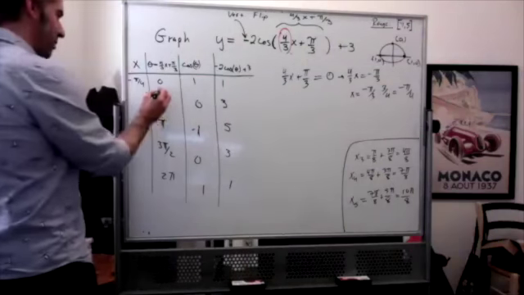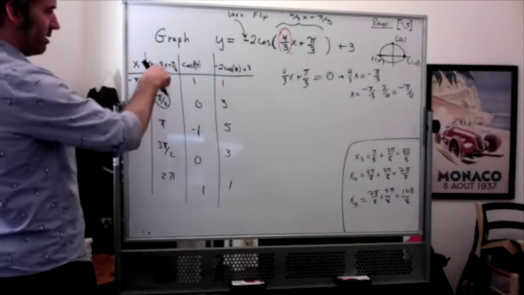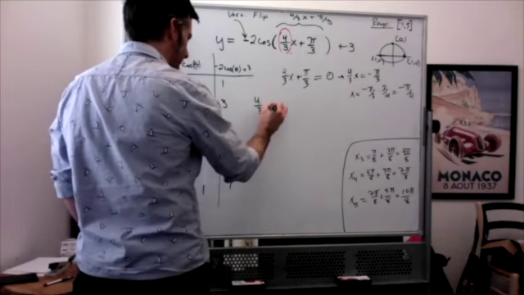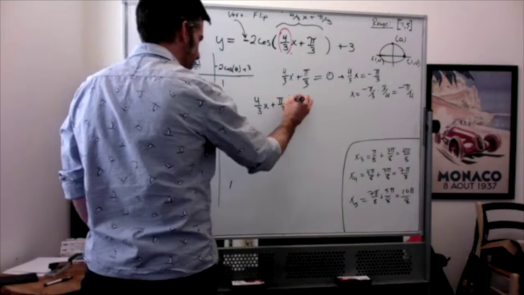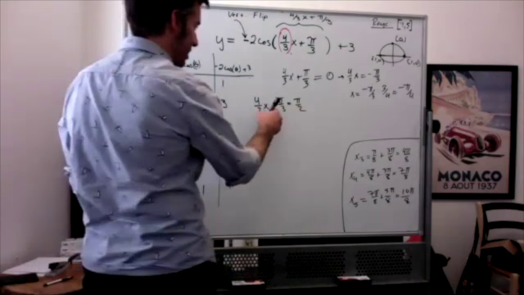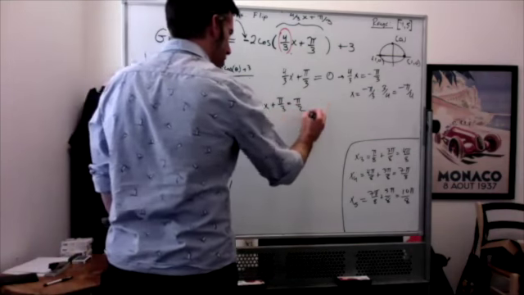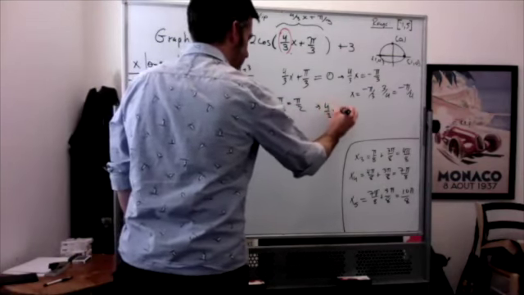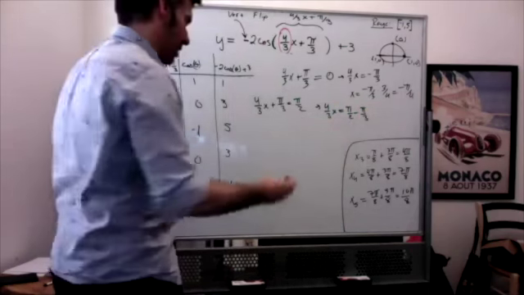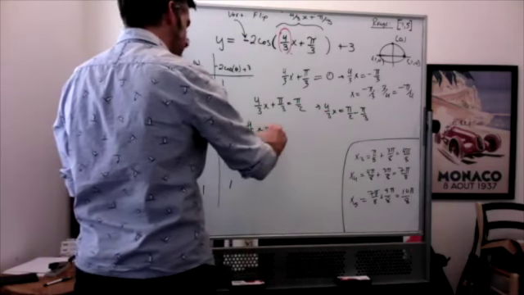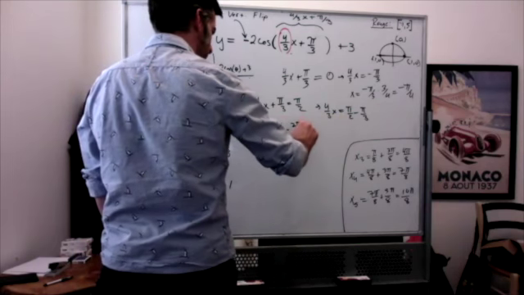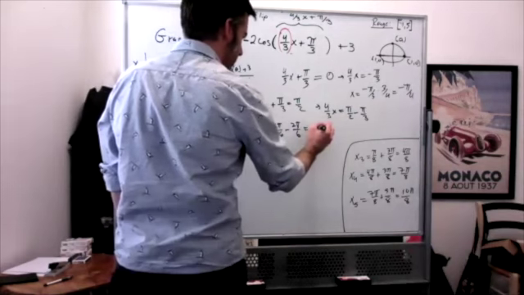I want my angle to be pi over 2. So I'm going to set my angle equal to pi over 2. So I'm going to set 4/3 x plus pi over 3 equal to pi over 2. So now I have to solve for x. Okay, so let's see. 4/3 x equals pi over 2 minus pi over 3. I need a common denominator. So 4/3 x equals 3 pi over 6 minus 2 pi over 6, which is pi over 6.